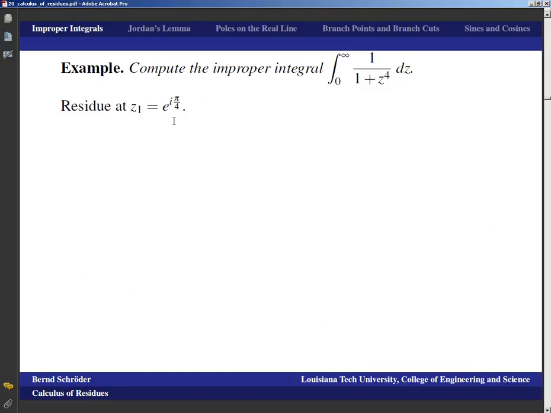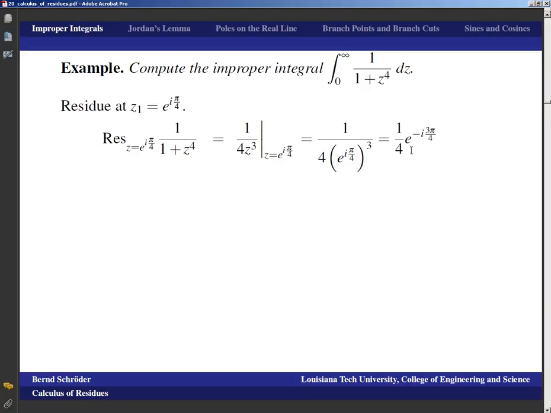So the residue at z1 equals e to the i pi over 4 will be, well, the numerator is kept and the denominator is differentiated: 1 over 4 z cubed at z equals e to the i pi over 4. Just plug that in. We end up with 1 over 4 times e to the i 3 pi over 4, and I think I'll put that in the numerator. Yeah, that's 1/4 e to the negative i 3 pi over 4.